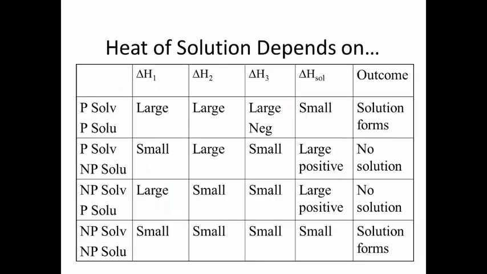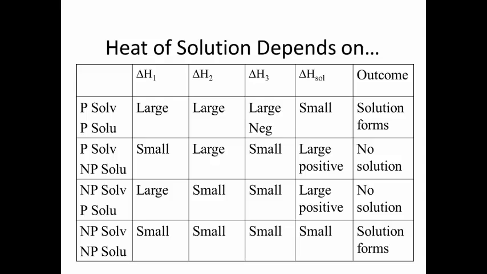So if you look at the delta H1 and the delta H2 and the delta H3, it will give you all the possible delta H's for the solutions, and then you can determine whether or not the solution will form. So if it takes a lot of energy to separate the solute and solvent from each other, and you get a large negative enthalpy change for the solute and the solvent interacting, then you're going to get a small delta H, which means that you're going to have a solution.